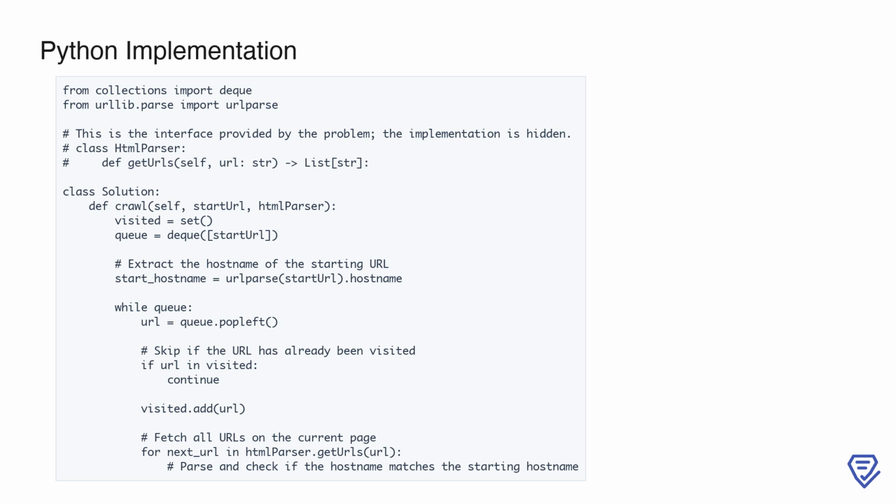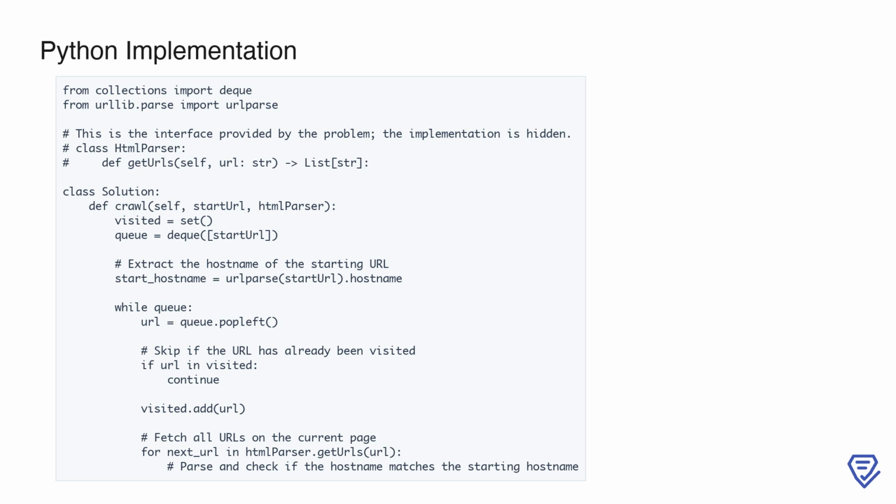We then define the solution class and its crawl method, which takes start URL and an HTML parser instance as inputs. To track the URLs we visit, we initialize a set called visited. We also create a queue using deque and add the start URL to it. Next, we extract the hostname from the starting URL using urlparse, which ensures we only consider URLs from the same domain as the starting point.